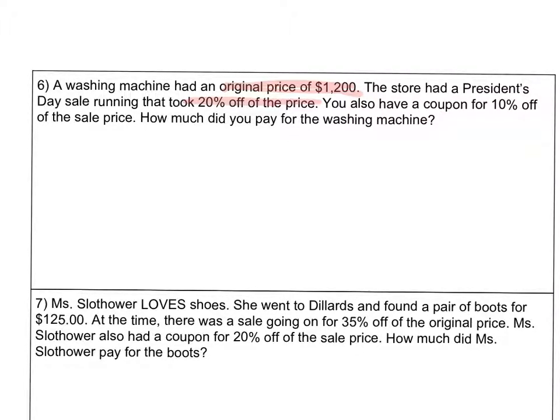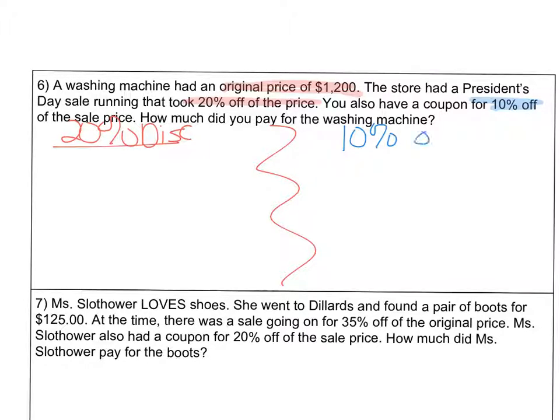So the first thing that we're going to do is that 20% discount, because you're taking that one off the original price. Okay? Then the second thing that we'll do is we'll do that 10% off, and we're going to do that using the 20% discount price. So 10% off. And then we have to remember to use that discount price. Okay? So let's go ahead and see what we paid for the washing machine.